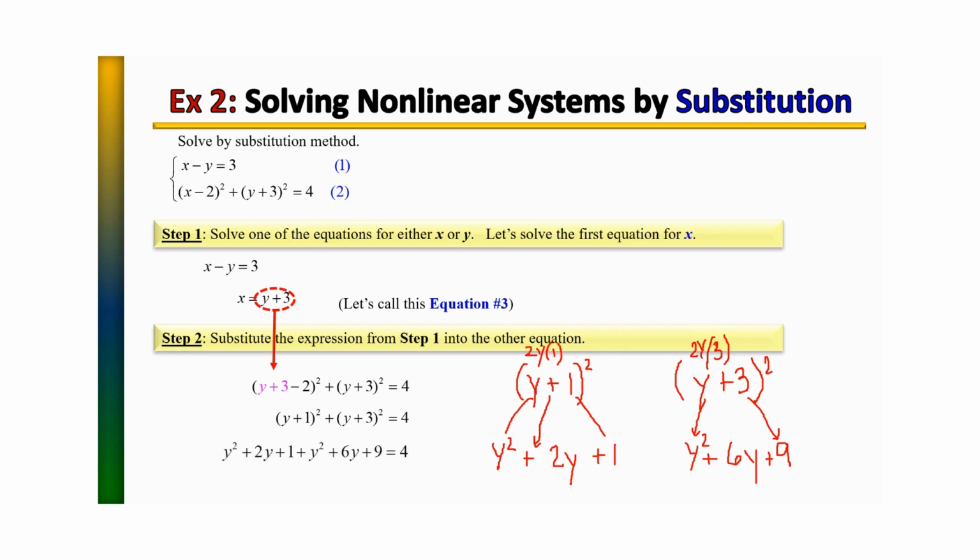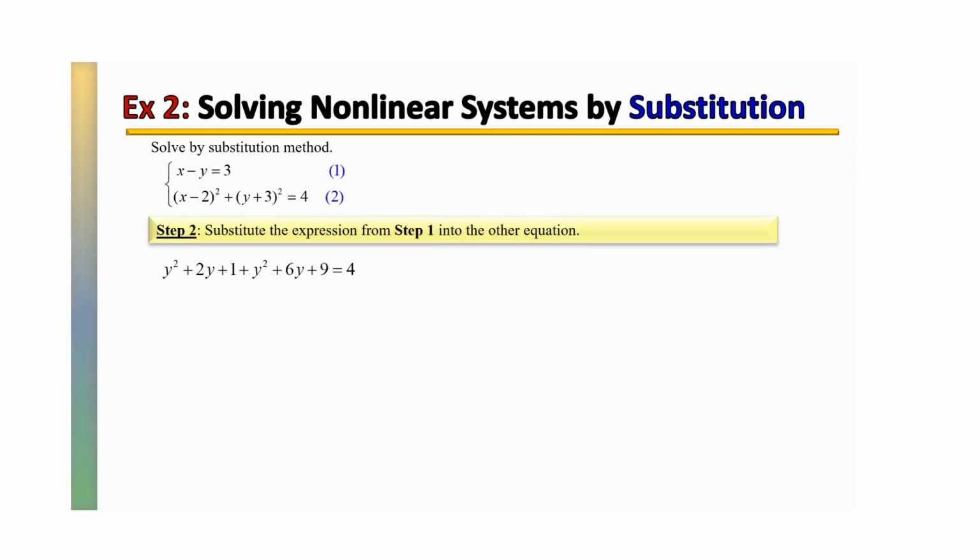Okay, so once you do that, here are all those terms, and that's exactly what we got there. You're then going to combine like terms. So combine your y squared terms: 1y squared plus 1y squared is 2y squared. Combine your first degree terms: 2y plus 6y is 8y. Combine your constants: 1 plus 9 is 10. All right, once we combine all of those terms on the left, we'll have a trinomial.